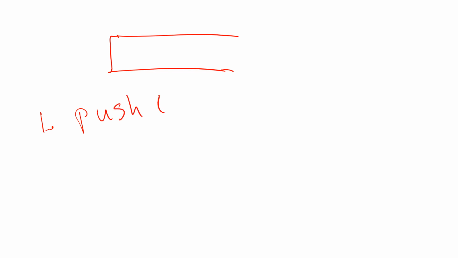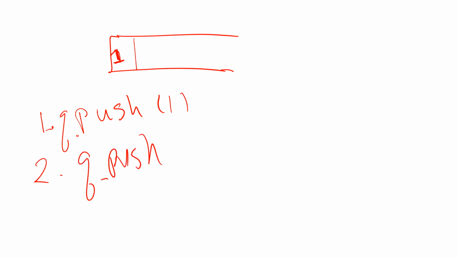Push under my queue 1. Well, it's going to look like this. And then I'm going to, under my queue, push 2. It's going to look like this. Okay. And then, so 1, you put the 1 on first, and then you put the 2 on.